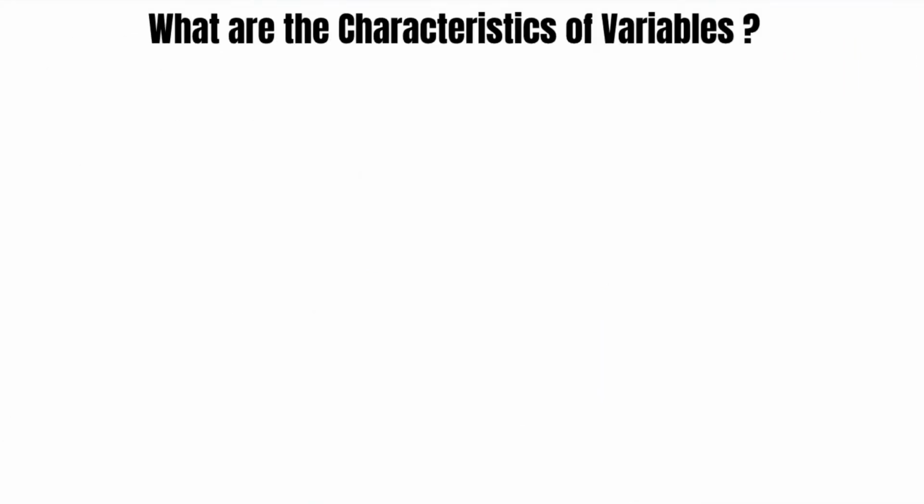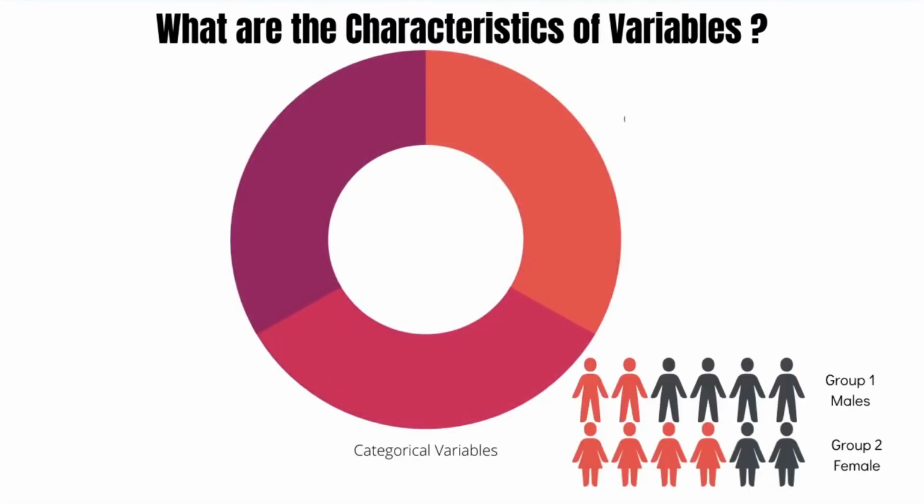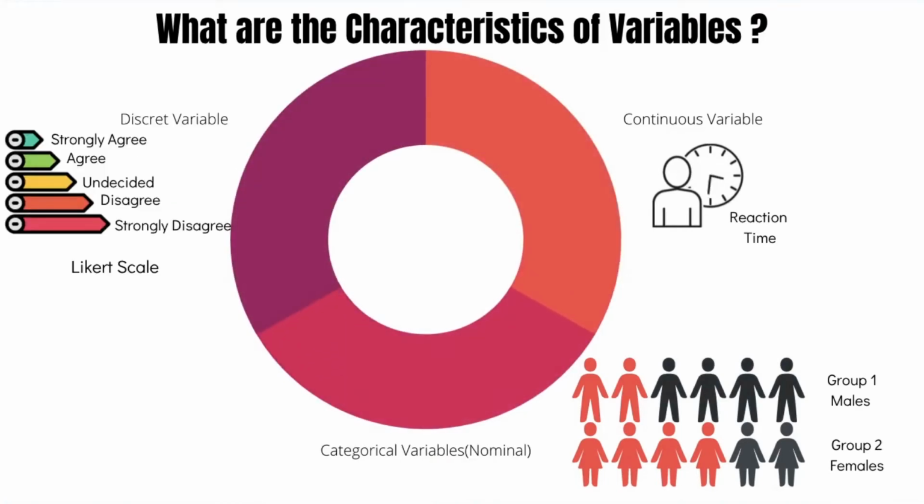So what are the key characteristics of variables? Variables can be categorical in nature. They could be continuous in nature, or they could be discrete in nature. Let's look at each of these topics a little more in detail.